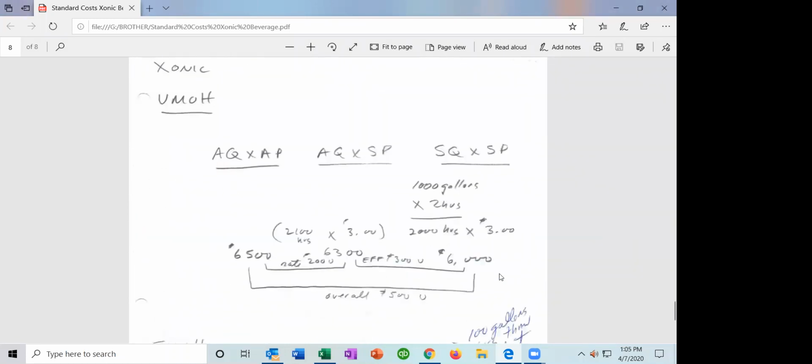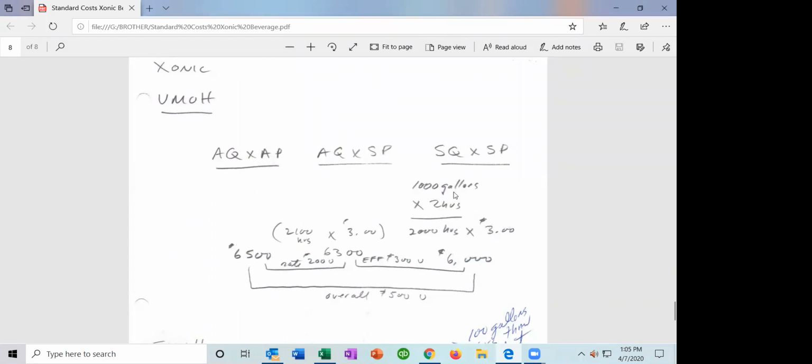Let's look at variable overhead. Same chart. Left-hand side is actual, right-hand side is standard. Let's start with the actual this time. They actually paid $6,500. We don't need to know AQ and AP because they told us the actual total. What should they have spent?